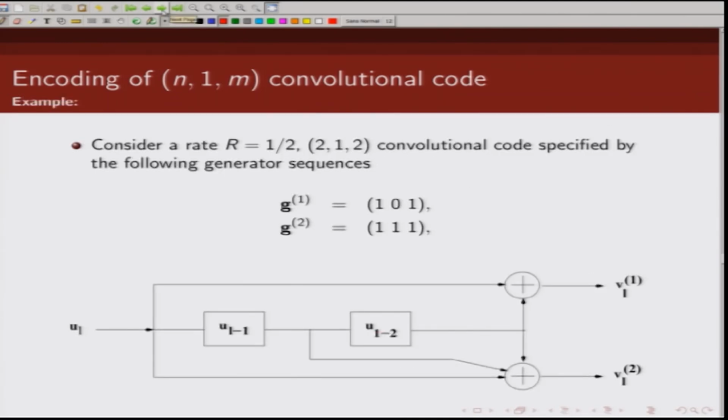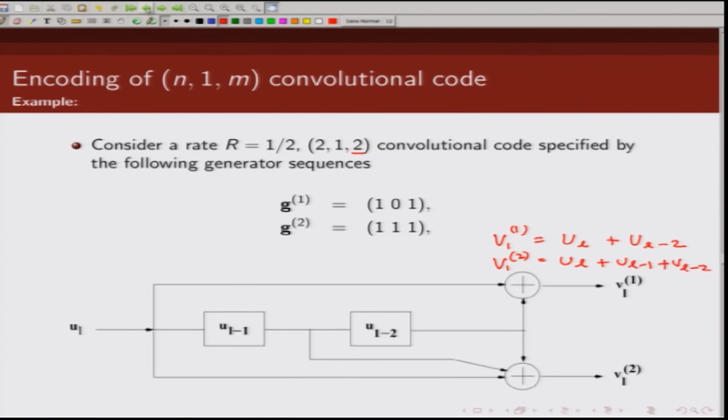This is the same example that we are considering. This is a rate 1/2 code with memory 2. So, you can see V_L^1 is again a discrete convolution of the input with this generator sequence, which we can write as U_L plus U_{L-2}, and V_L^2 can be written as U_L plus U_{L-1} plus U_{L-2}.